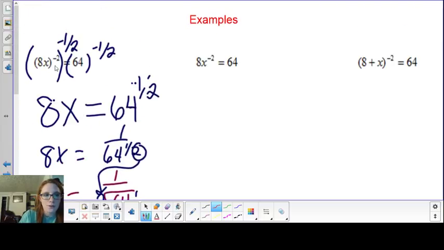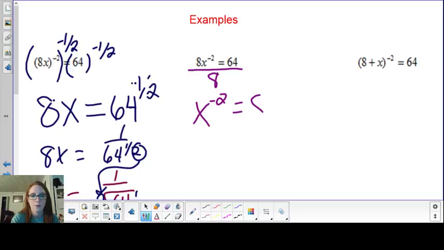Alrighty. So since the one before had the exponents around everything and this one doesn't, I actually have to get rid of my constants first. Since it had the parentheses around everything over here, and it doesn't over here. So that's why I have to get x by itself. So that's why I have to divide by 8 first.